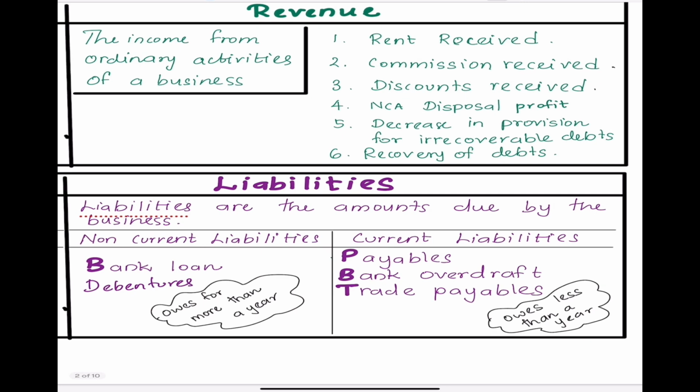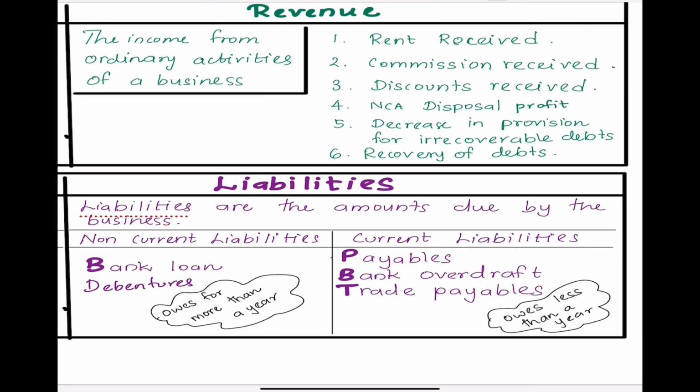Liabilities. These are the amounts due by a business, classified as non-current liabilities and current liabilities. If it takes more than a year to pay, it's non-current liabilities such as bank loan and debentures. If it takes less than a year to pay, then it's PBT, payables, bank overdraft, and trade payables.